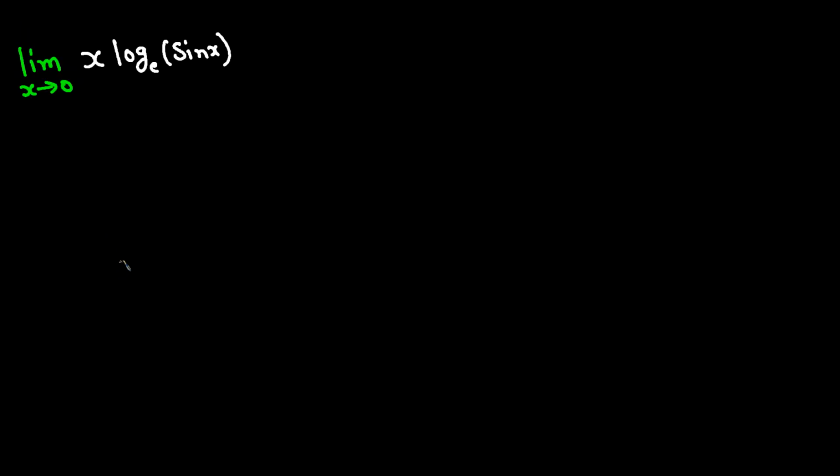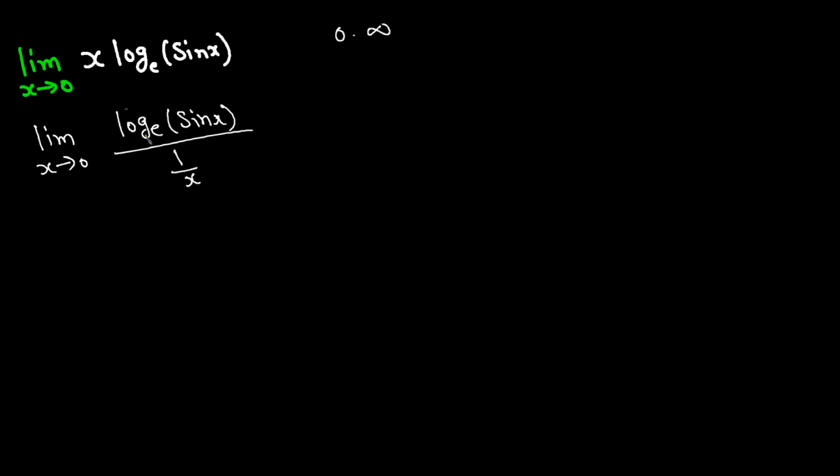This is the limit as x approaches 0, and the function is x log base e of sine x. If we plug in x equals 0 here, that gives me a 0 times infinity form. That does not look like 0 over 0 or infinity over infinity. Let's see what we can do here. The limit as x approaches 0, and I can rewrite it as log of e sine x over 1 over x.